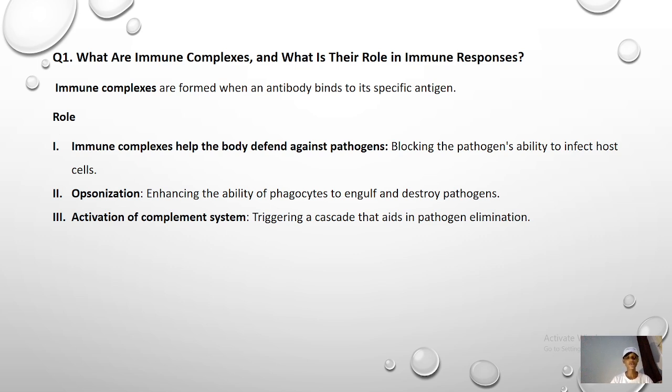It has three roles. The first one is the body's defense against pathogens by blocking the pathogen's ability to infect host cells. The second one is opsonization, enhancing the ability of phagocytes to engulf and destroy pathogens. The third is activation of the complement system, triggering a cascade that aids in pathogen elimination.